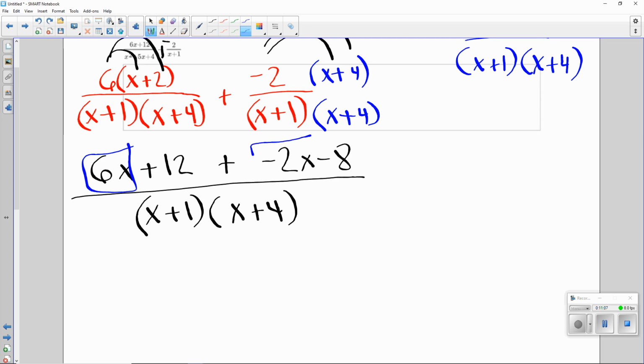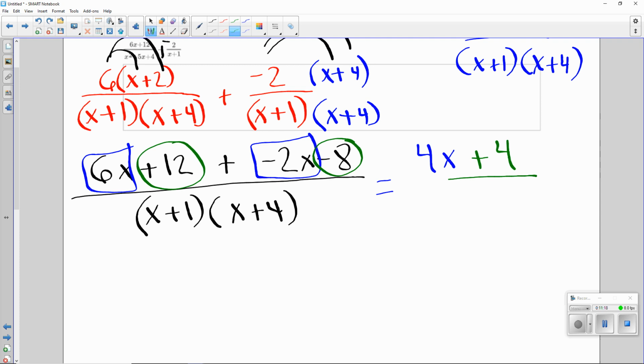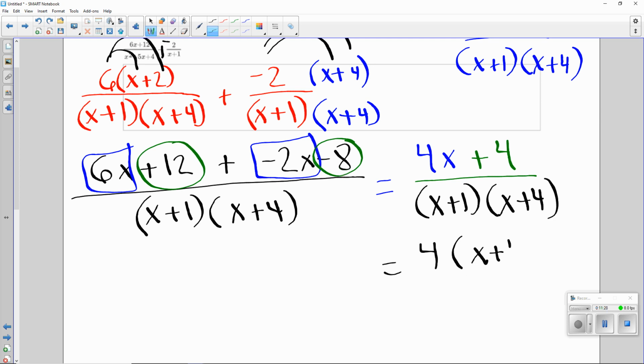This term's like, because it's 4x. This term and this term gives us positive 4. And then obviously we can factor 4x plus 4 by taking a 4 out. We want to do that because the x plus 1s are then going to cancel.